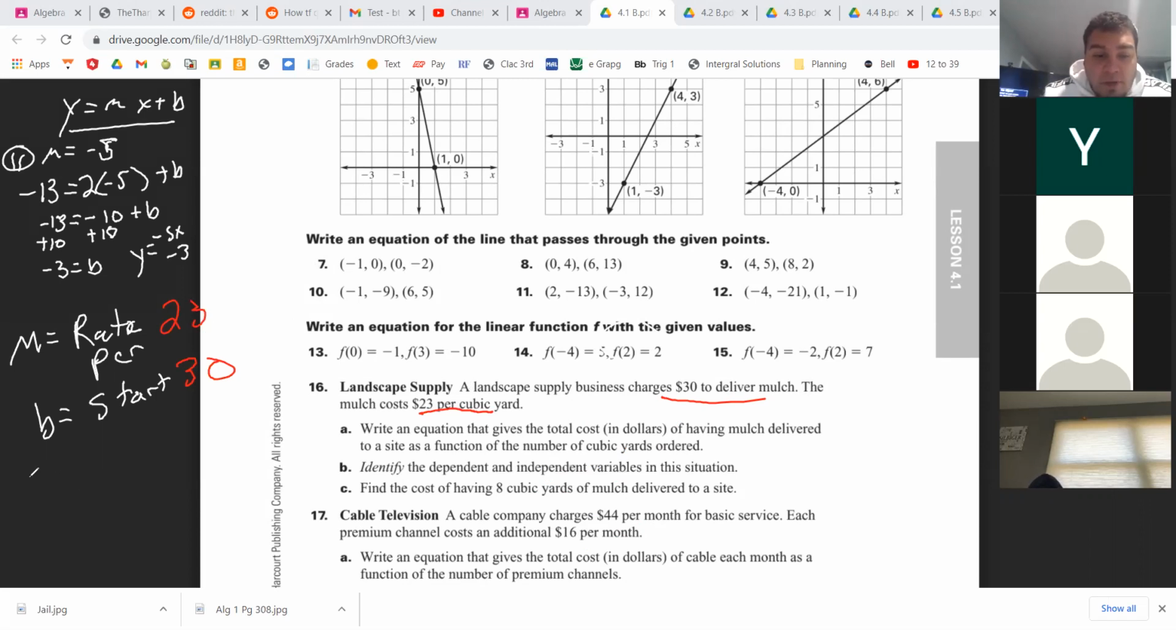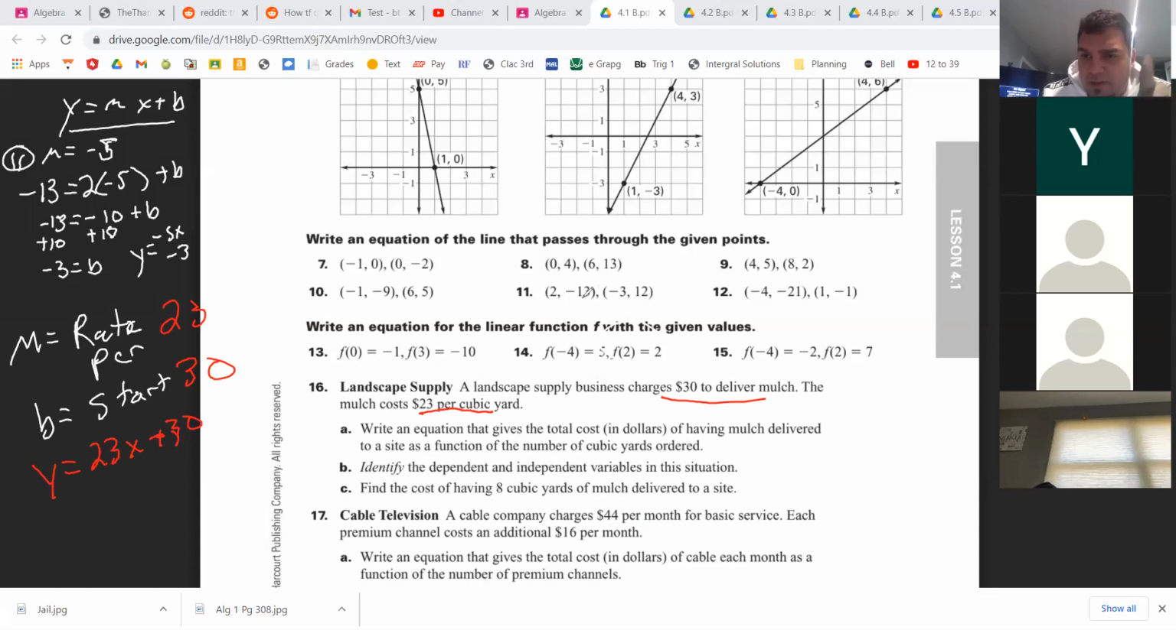To set it up as an equation, y equals 23x, because 23 per x, plus 30. It's a positive 30, so we do a plus 30. y would represent our cost, while x would represent our yards. Okay, that's for 4.1.